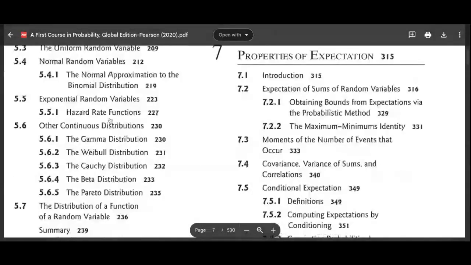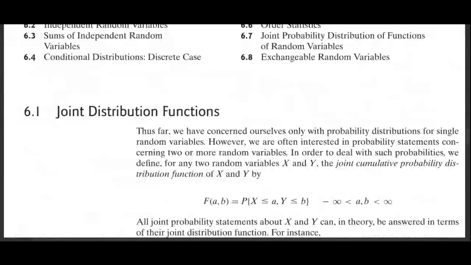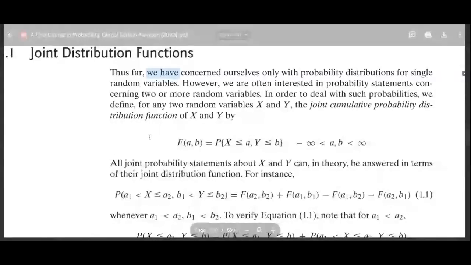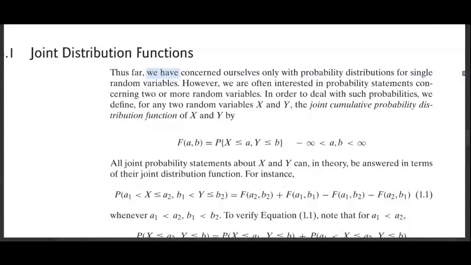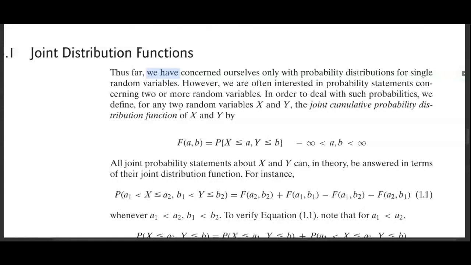Joint distribution functions. So far we have concerned ourselves only with probability distributions for a single random variable, X. However, we are often interested in probability statements concerning two or more random variables. In order to deal with such probabilities, we define for any two random variables, X and Y, the joint cumulative probability distribution function of X and Y by this.